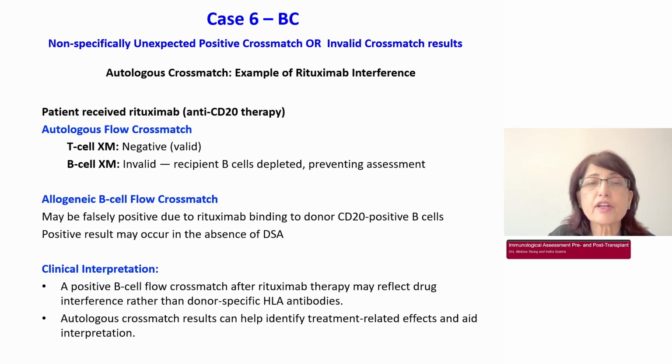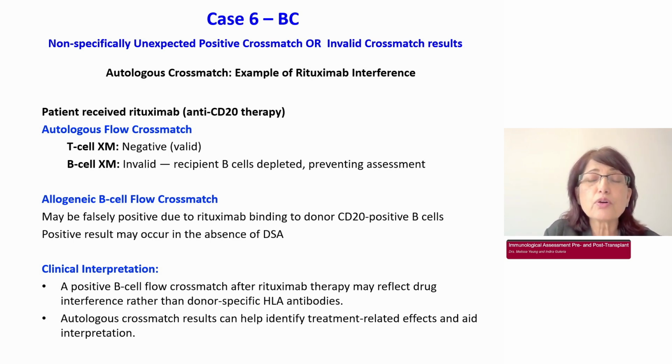It's an indirect way. When we perform B cell flow cross match, we know the rituximab is anti-CD20, right? And the B cells, if you recall, have CD20 on their surface. So if the patient serum has circulating anti-CD20, it will bind to B cells irrespective of whether there is any DSA or not, and the secondary antibody will come and give you a really strong positive signal.